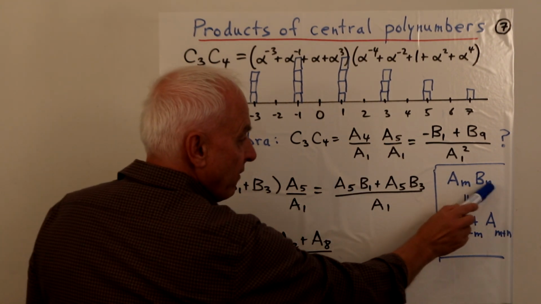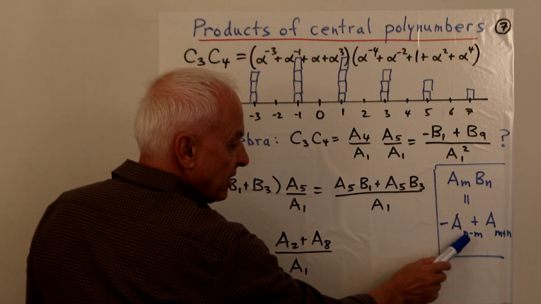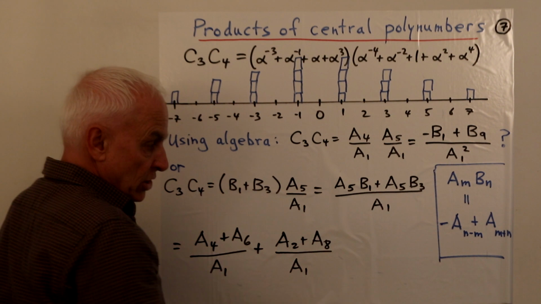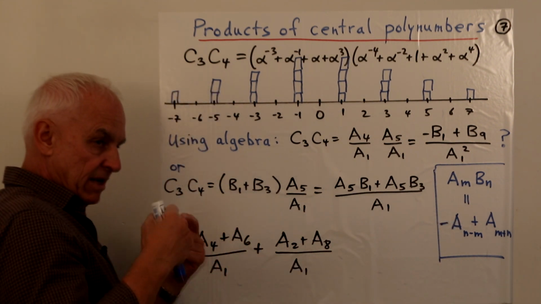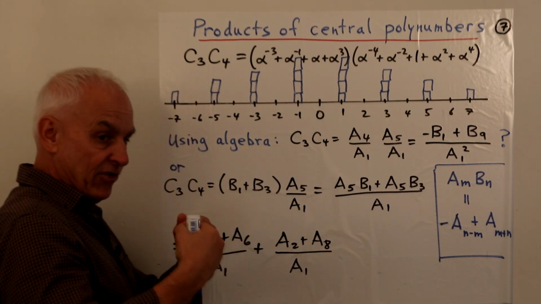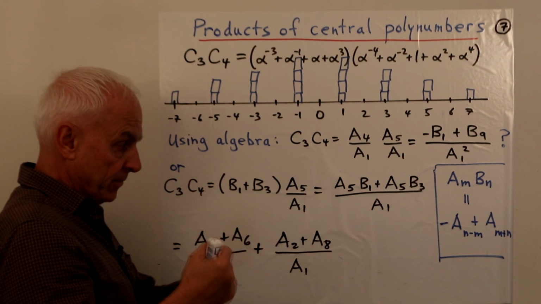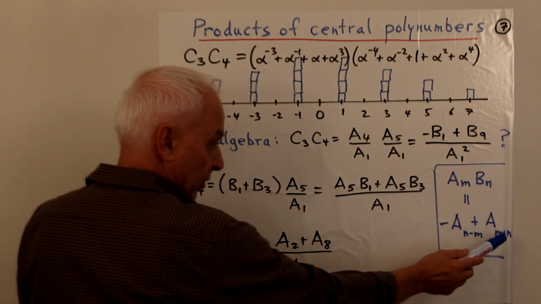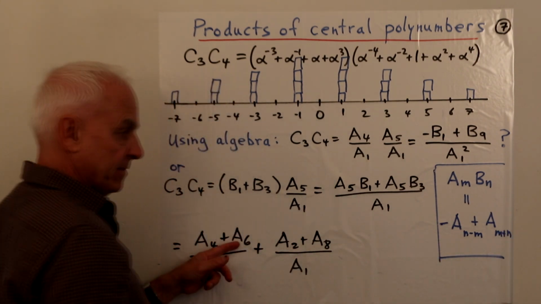So we have 5 and 1. So here we have minus A sub 1 minus 5. 1 minus 5 is minus 4. But A sub minus 4 is the same as minus A sub 4 because it's alternating. So this minus sign changes to a plus. We get a plus A4, and this one will just be A6.